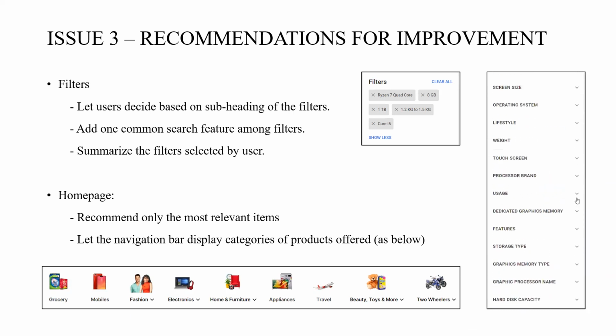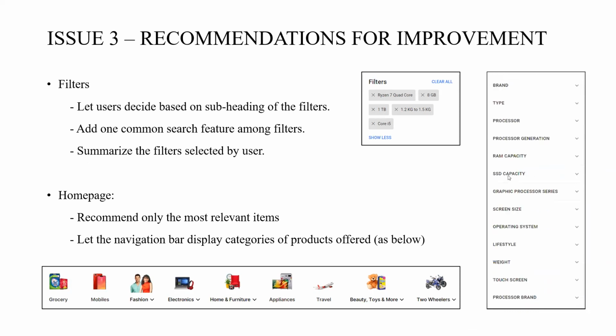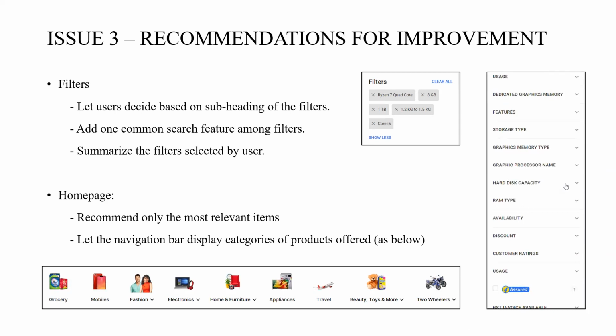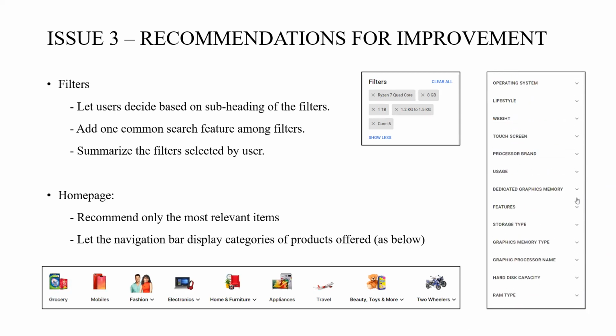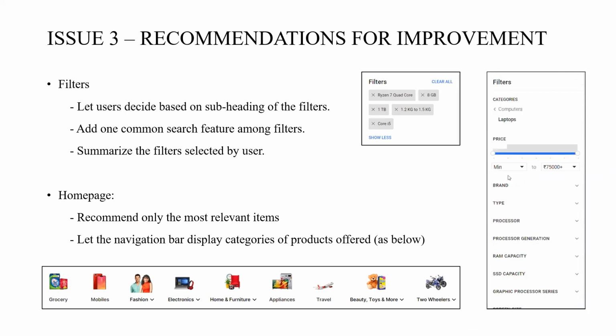Also, whatever feature filters are selected, summarize them at the top so that they can immediately understand the results and get rid of any option directly. Lowering the information access cost is of high priority here.